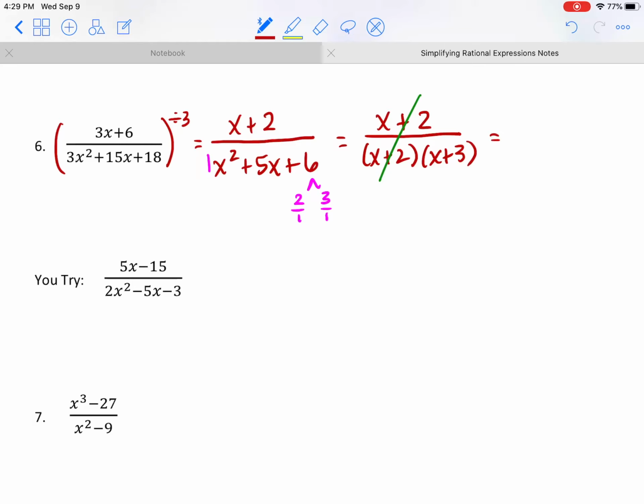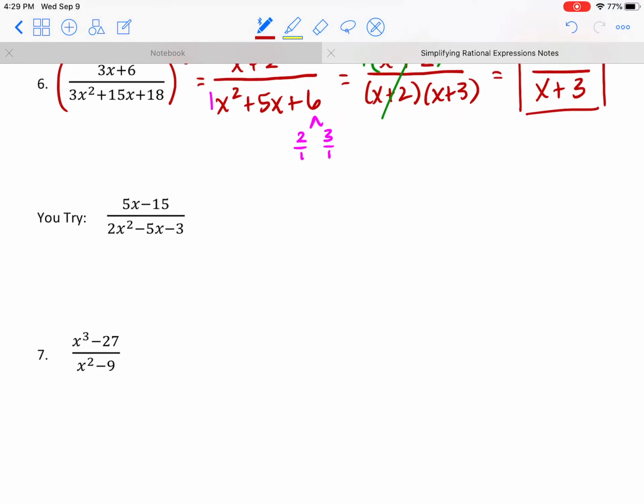Now be really careful here. I will see a lot of people say that x plus 3 is the answer. No, x plus 3 is part of the answer, but notice where it is. It's on the bottom of the fraction, and it's got to stay on the bottom of the fraction. Technically, what's left on the top? Well, again, if I put parentheses around this and put a 1 here, did I change anything? No. So technically, there's still a 1 left on the top of that fraction. So our answer is 1 over x plus 3.